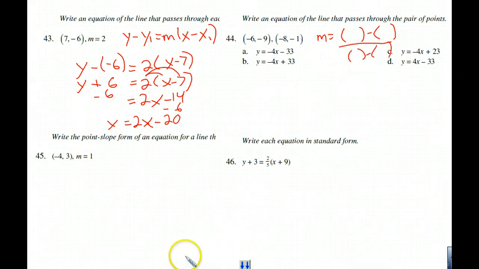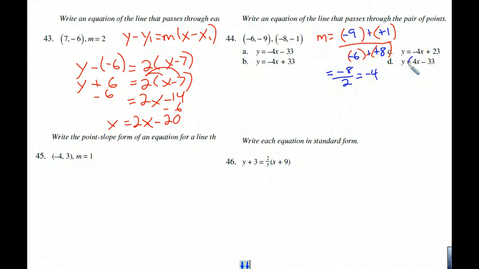Let's plug everything in. y is on top, negative 9 and negative 1. And on the bottom the x's, negative 6, negative 8. Again, notice the double negatives we have here and here. So negative 9 plus 1 is negative 8. Negative 6 plus 8 is 2. Equals negative 4. So our slope is negative 4.